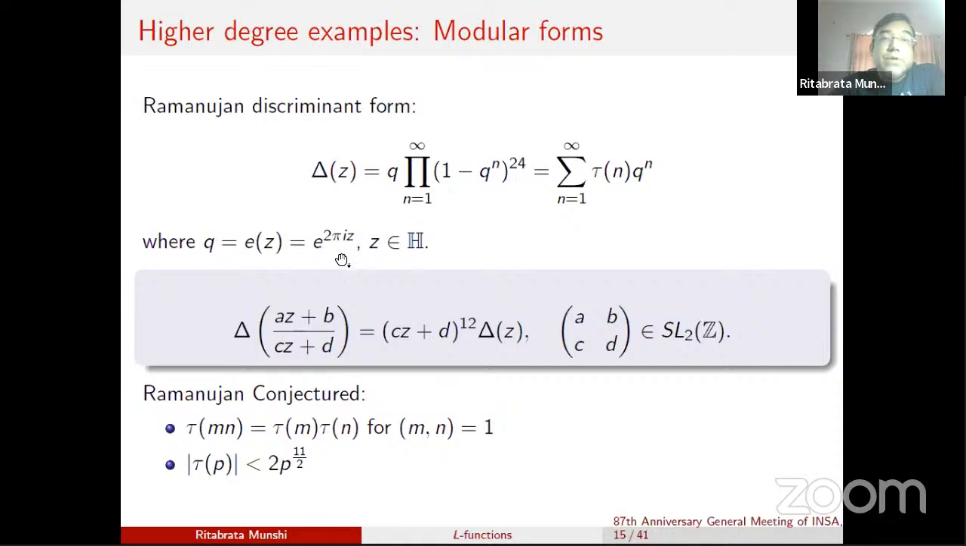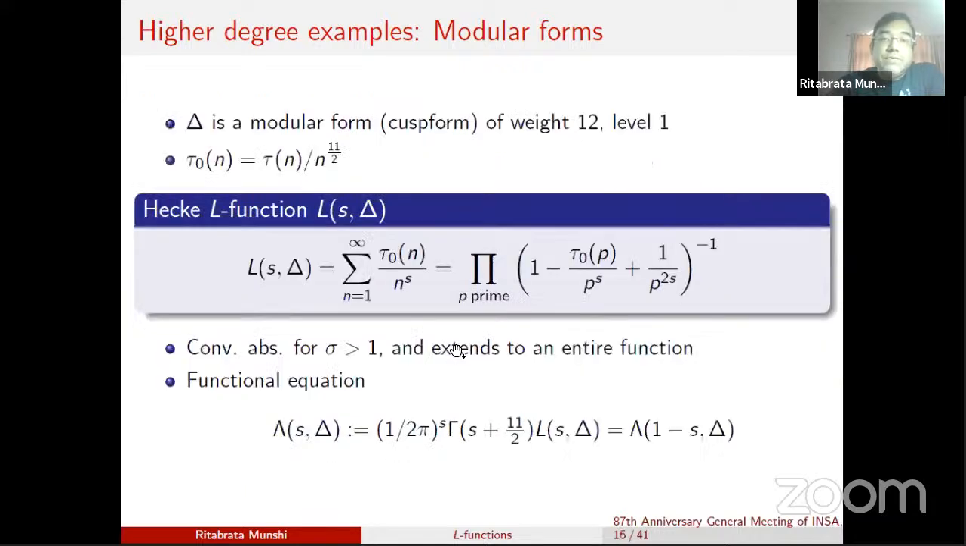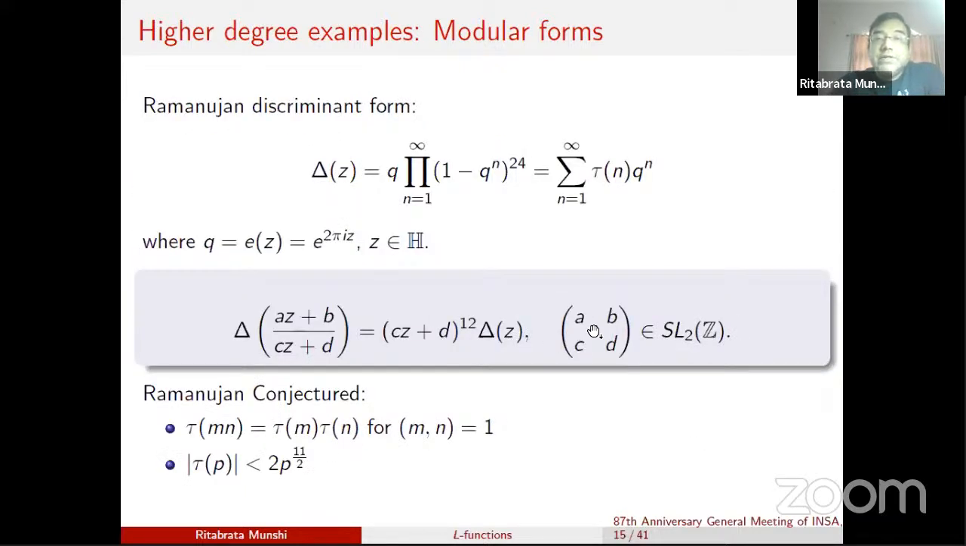Delta of z satisfies this transformation property. Delta at (az plus b) by (cz plus d) is (cz plus d) to the power 12 times delta of z, for every matrix a, b, c, d in SL2(Z). It satisfies this transformation property with weight 12. So this delta is actually a modular form of weight 12 for the group SL2(Z). And the 11 here is the weight minus 1, it's 12 minus 1. In general, Ramanujan's conjecture has been generalized to general modular forms, where instead of 11 by 2 over here, you'll have p to the power (weight minus 1) by 2.